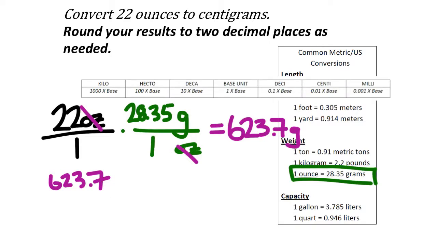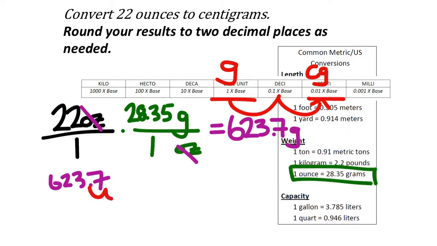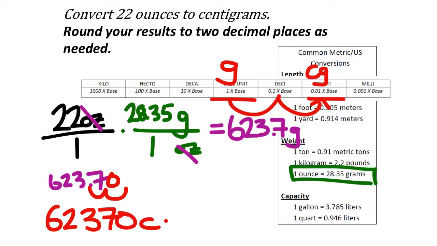And if we think about the chart, I can see that I'm going from our base unit, which is grams, to centigrams, which is right here. So I'm going from the base unit to centigrams. That's 2 box place values to the right. So I need to move this decimal 2 times to the right, which is going to fill a 0 in that empty place value, which makes this 62,370 centigrams.